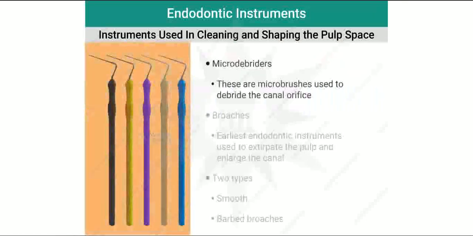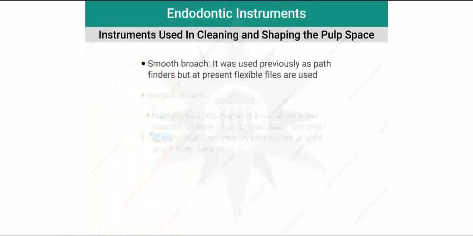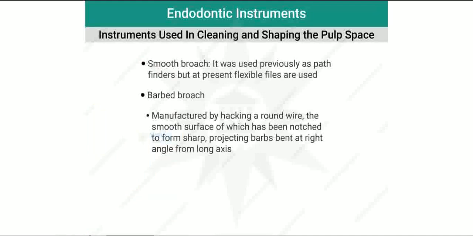Broaches. These are the earliest endodontic instruments used to extirpate the pulp and to enlarge the canal. There are two types of broaches. One is smooth and the other is barbed broach. Smooth broaches were used previously as pathfinders, but at present flexible files are used. Coming to barbed broaches, they are manufactured by hacking a round wire, the smooth surface of which has been notched to form sharp projecting barbs bent at right angle from the long axis. You can see this in the diagram.